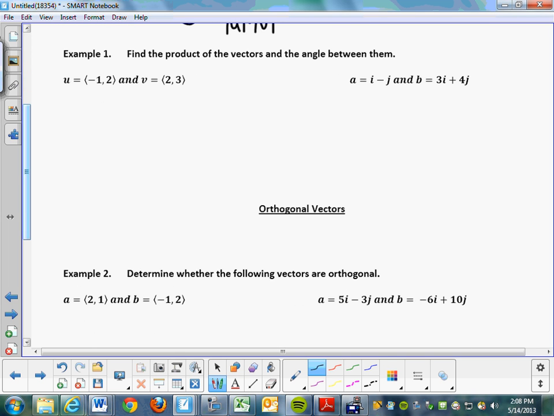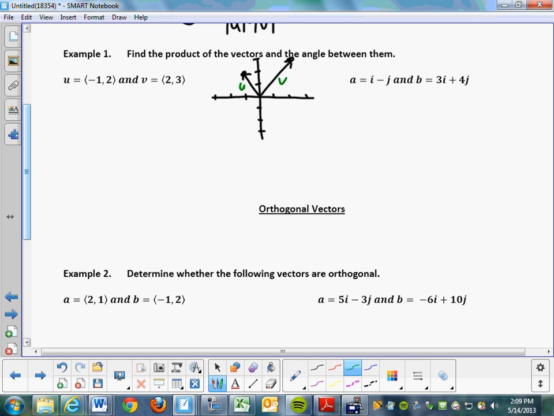So let's understand the framework of this problem. It says find the product of the vectors and the angle between them. So I have -1, 2, and I have 2, 3. You don't have to do this every time. I'm just going to do it the first time. If I plot -1, 2, and then plot 2, 3, that's vector U, and that's vector V.